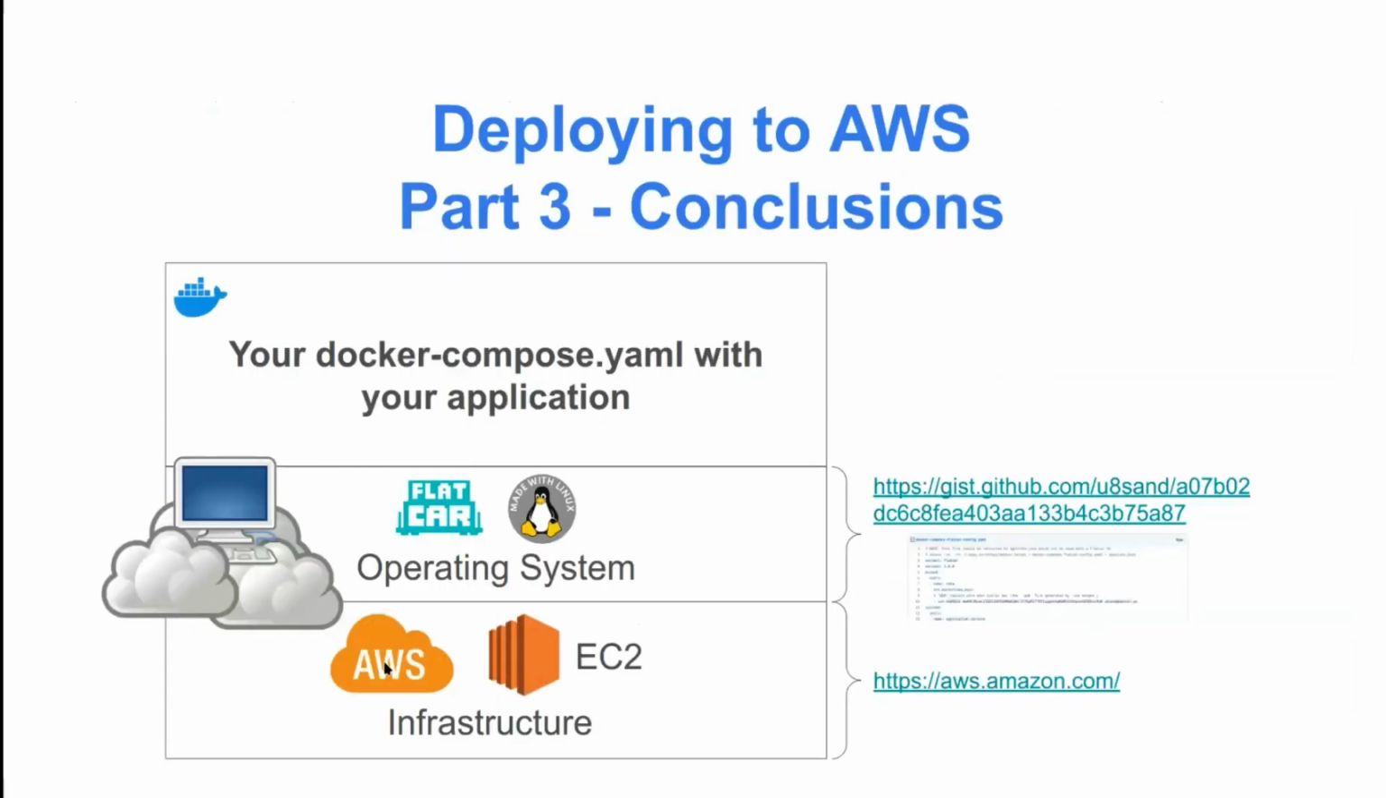So that's kind of it, right? Now that we have this gist and we know how to use Amazon EC2, we can deploy, with the help of Flatcar Linux, some arbitrary Docker Compose that is set up to run your application.